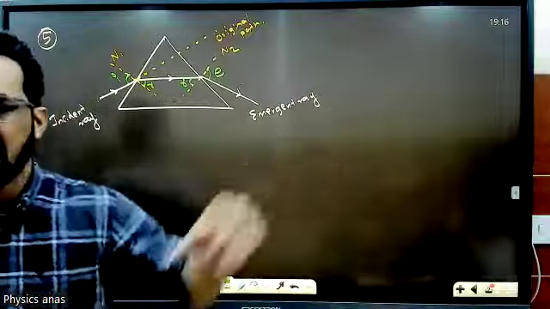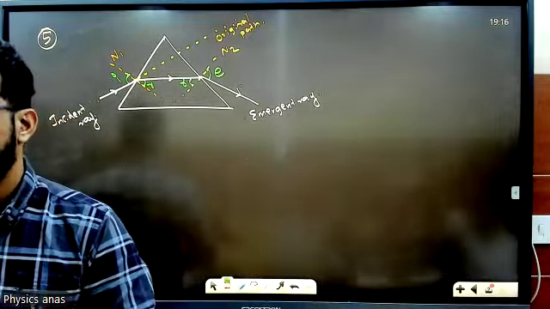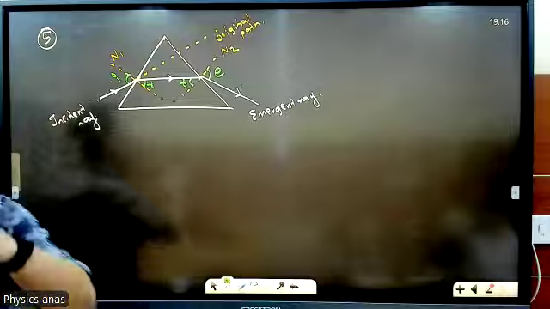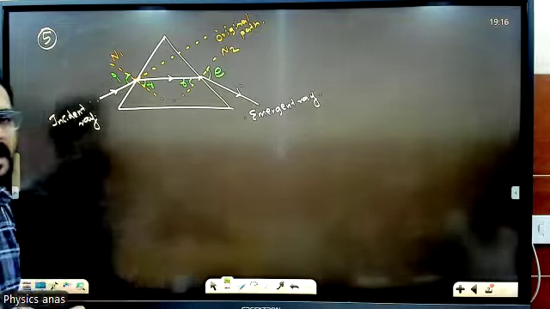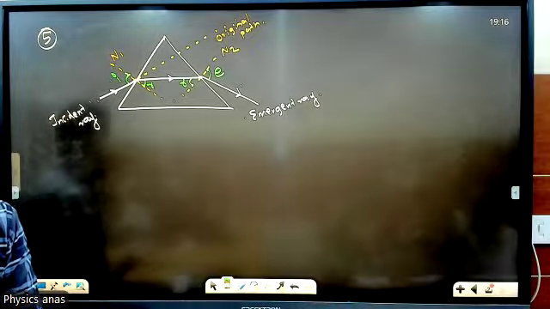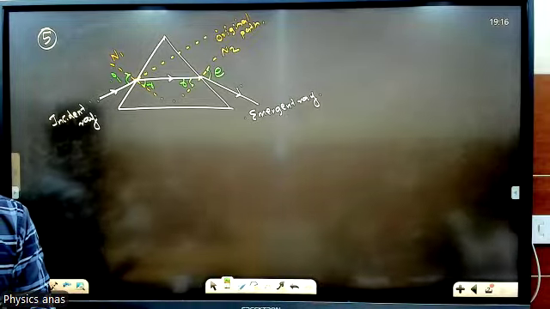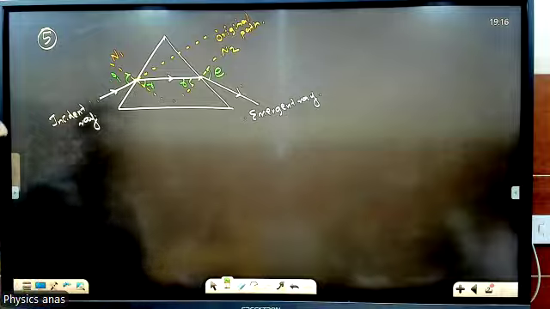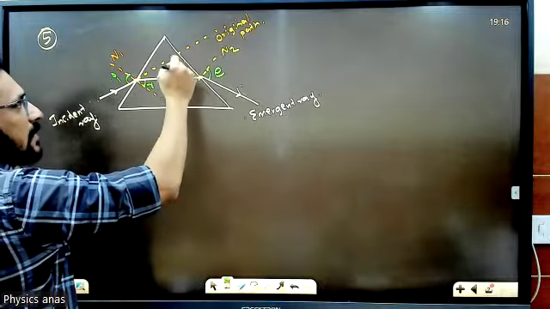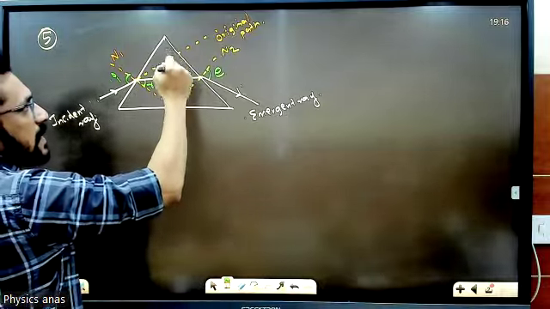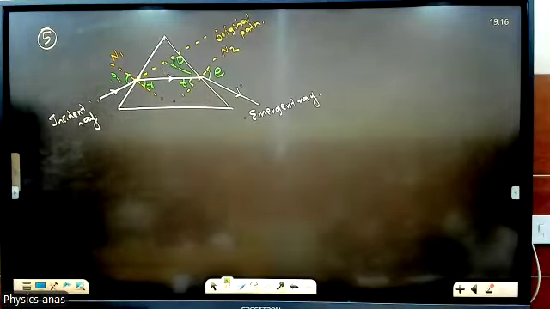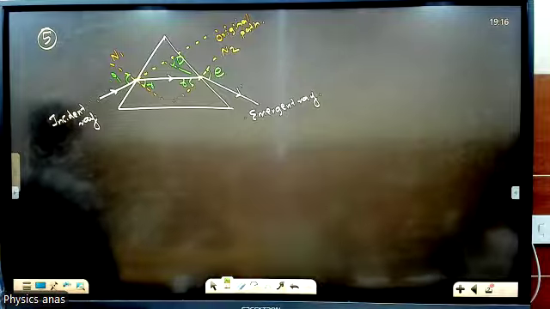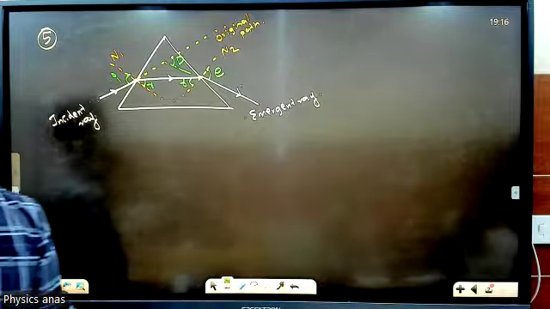Now another question: are the incident ray and the emergent ray parallel to each other? No, they are not parallel to each other. So there will be an angle between them. What is the angle? Angle of deviation. What do we call it? D. Angle of deviation. Did you get it?